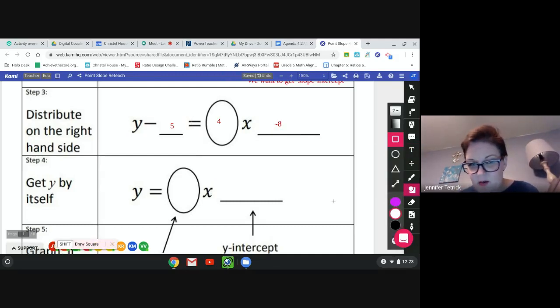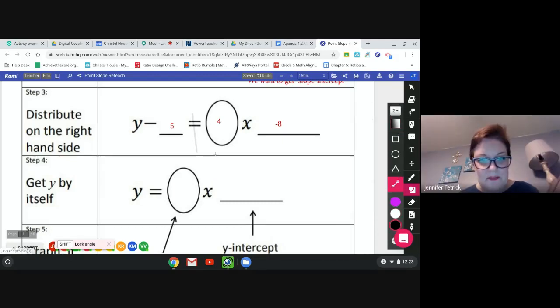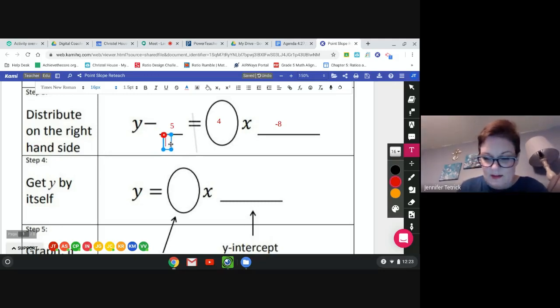Why are my shapes white? That's not right. Wow, that's not a line. I can't draw lines. I don't know what I've done. Look, guys, it is what it is.